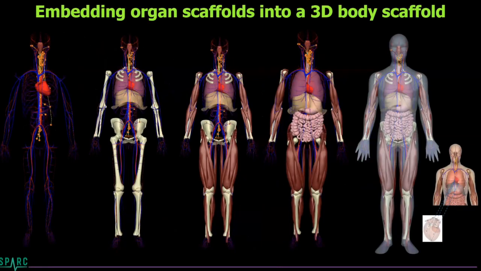Then we can embed these scaffolds within 3D bodies. So we have a scaffold for the whole body, and we can place the various organ scaffolds within that 3D body and then adjust the shape of that body to meet any individual person or any individual in a given species.